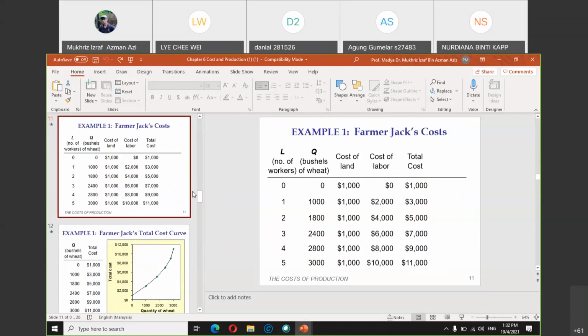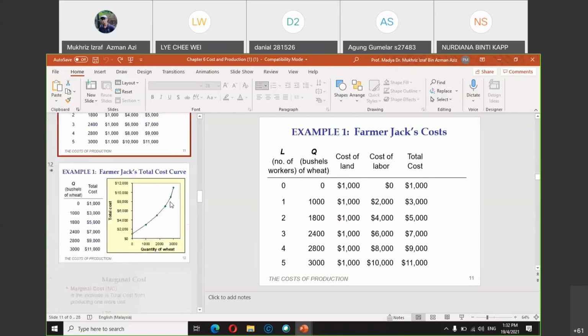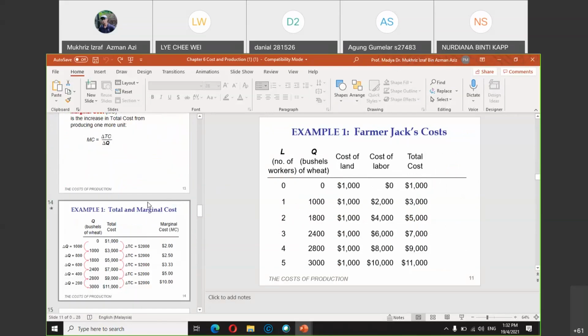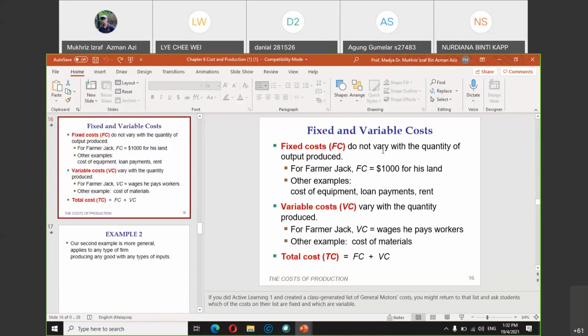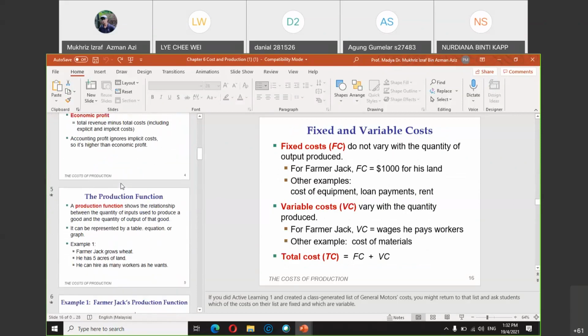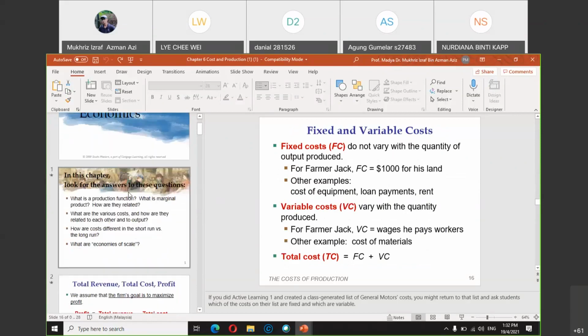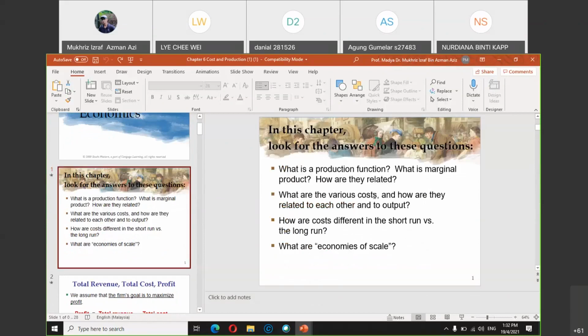We can also look in terms of cost. Let me jump to the slide first. Before we go back to the previous slide, as we mentioned earlier, in the second slide, we want to know the types of cost, and also the difference between short run and long run periods.